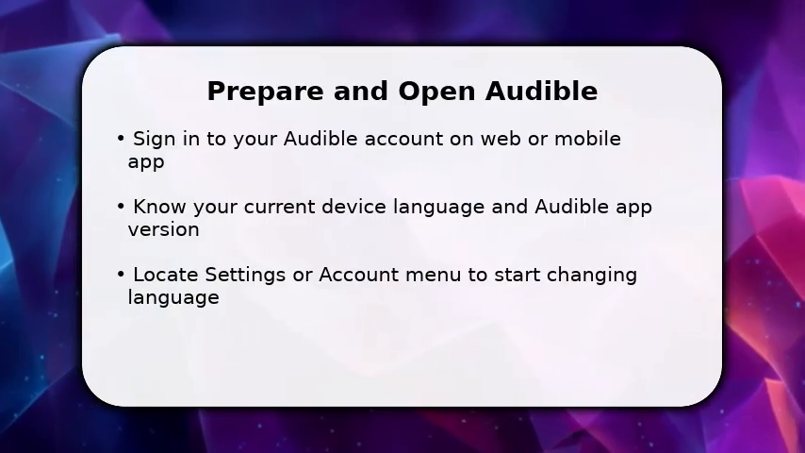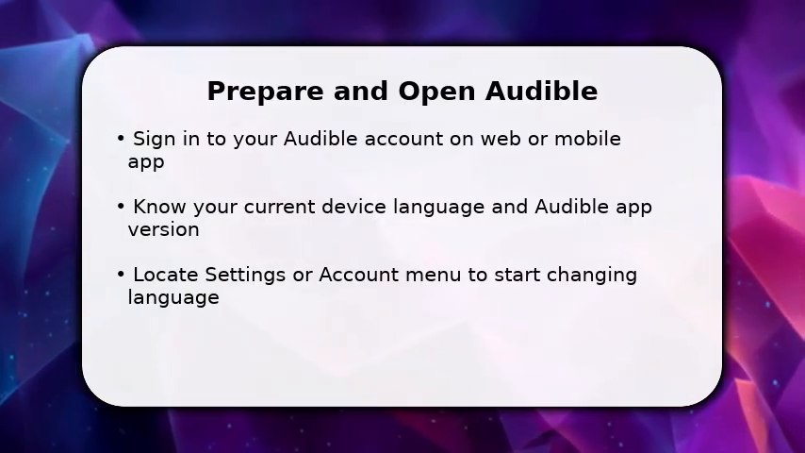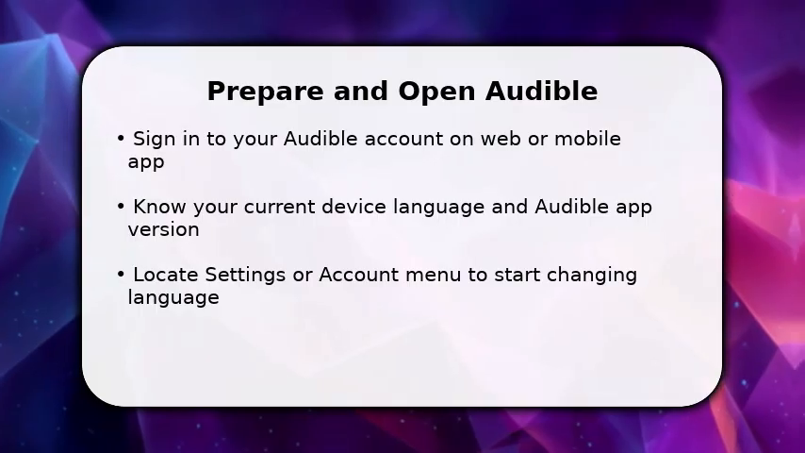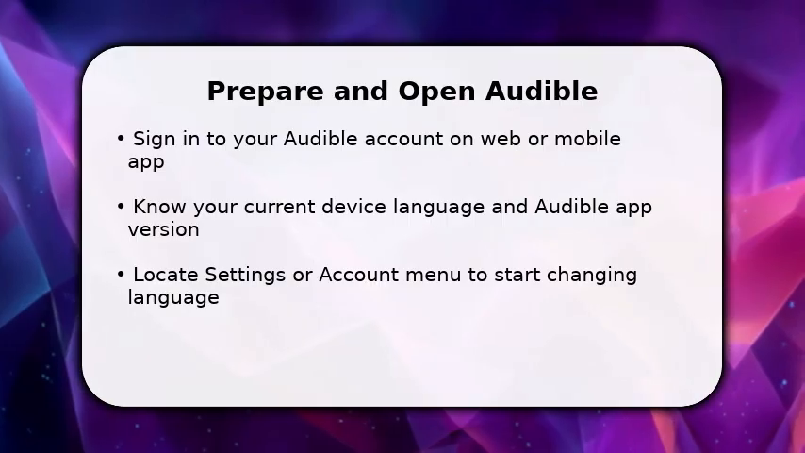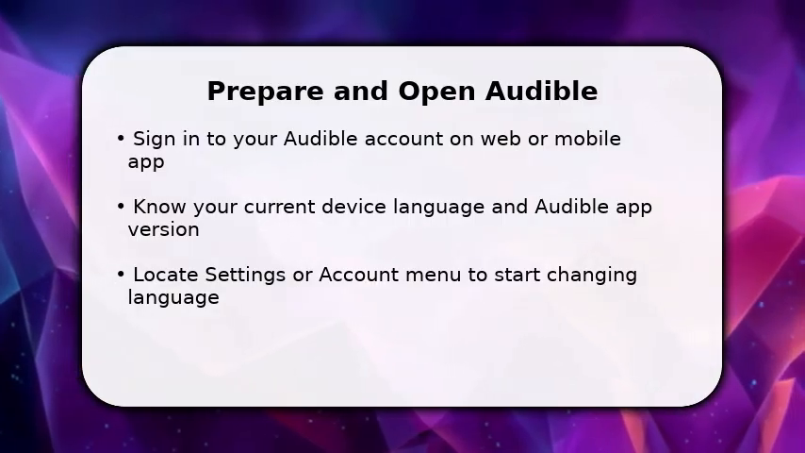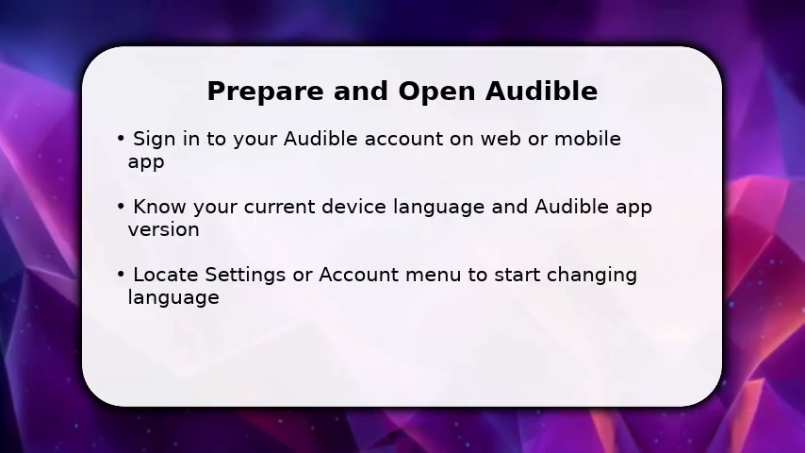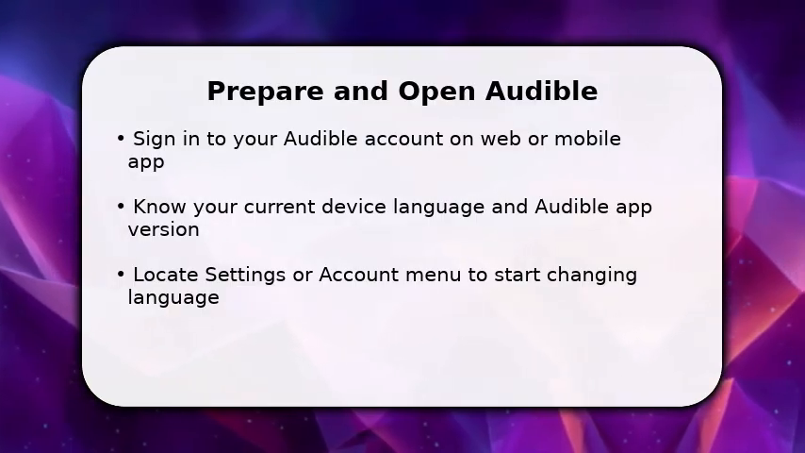Sign into Audible and open the app or website. Once logged in, make sure you're on the account that owns the library you want to change. Next, tap or click Settings or Account. This is where Audible stores language and region options. Don't go searching in playback controls.